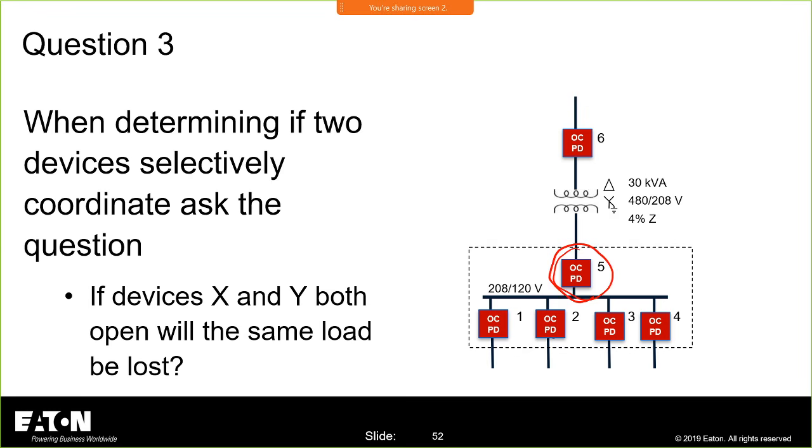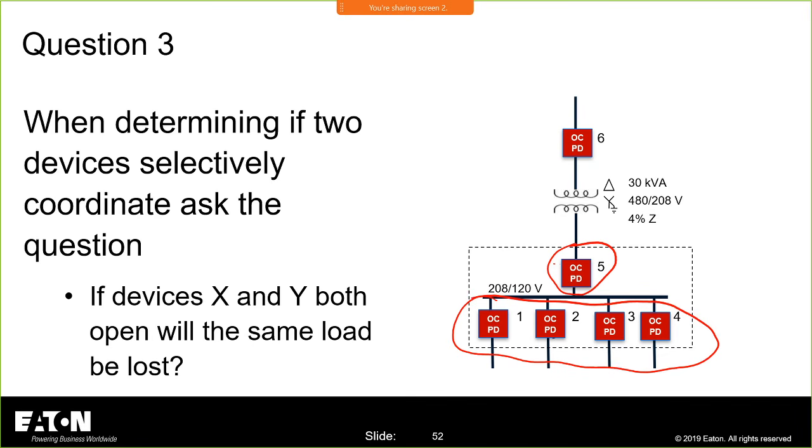5 and 6. If I lose both of those, what loads? I lose the same load. If I drop 5, I lose breakers 1 through 4. If I drop 6, I lose breakers 1 through 4. So I don't have to worry about selectively coordinating 5 and 6 because they take out the exact same load. I do have to worry about selectively coordinating 5 with all of these downstream.